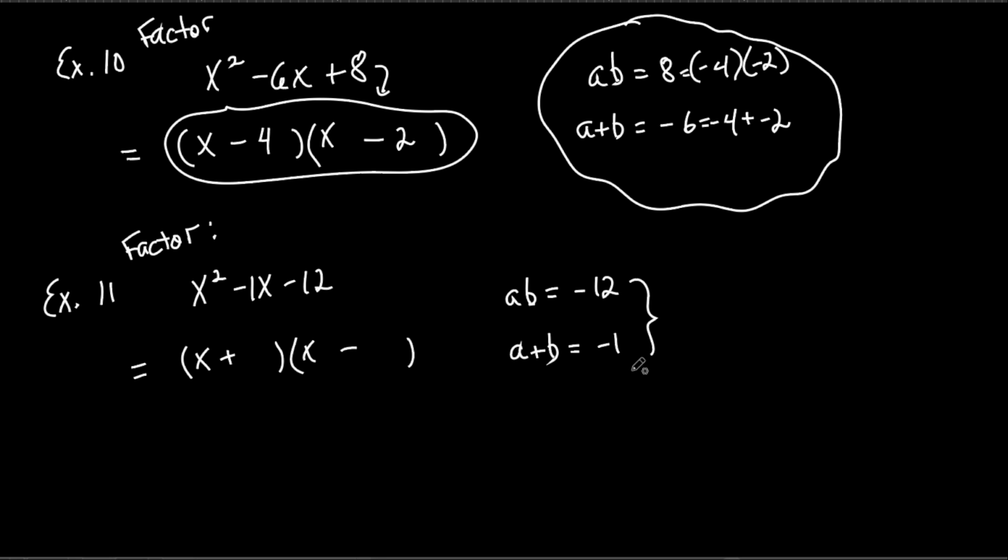Is there any way if I add 12 and 1, one being positive, one being negative, that I can get a negative 1 out of 12 and 1? No, I can't. What about the next one, 6 and 2? Is there any way a 6 and a 2 add up to be a negative 1? No, there's not.